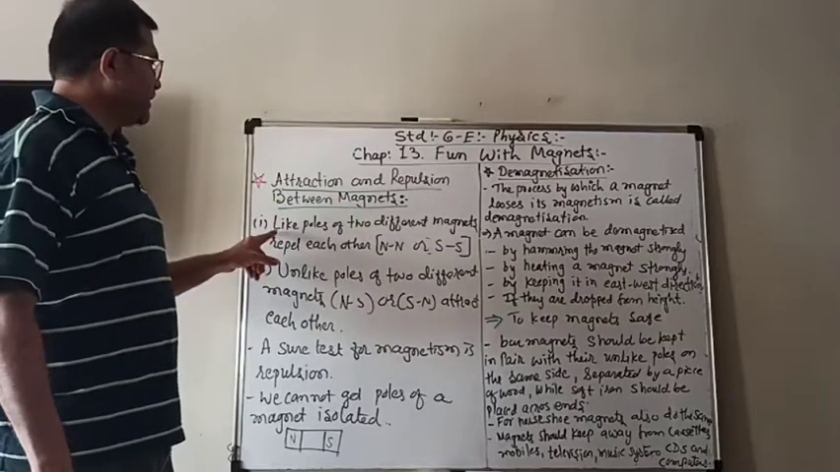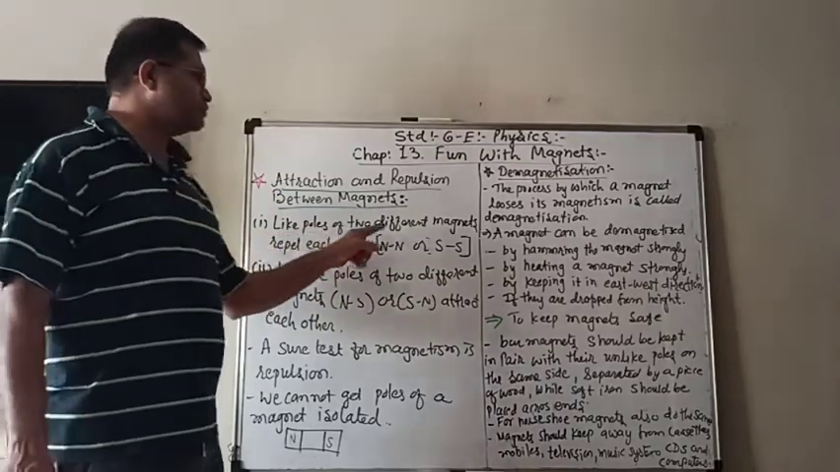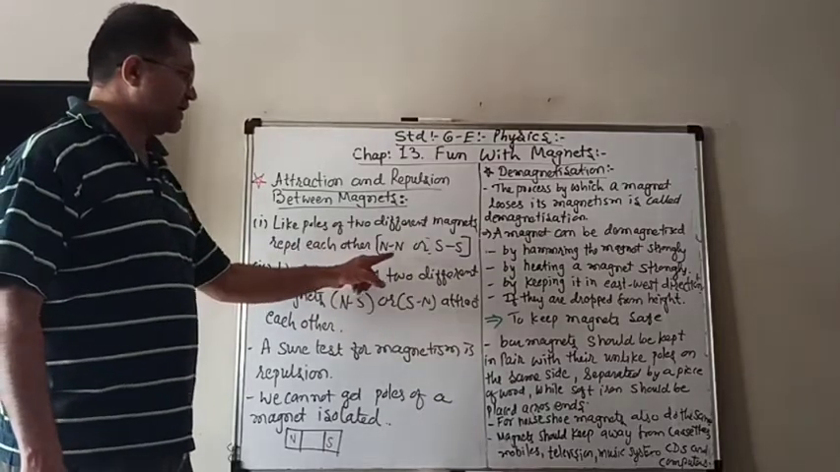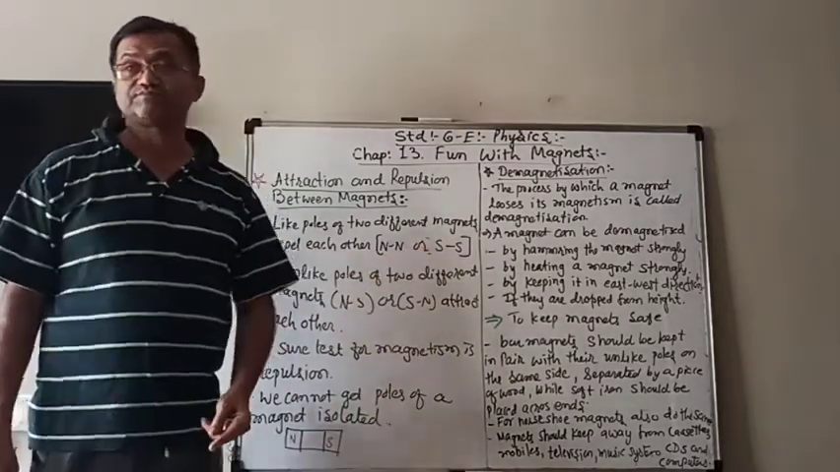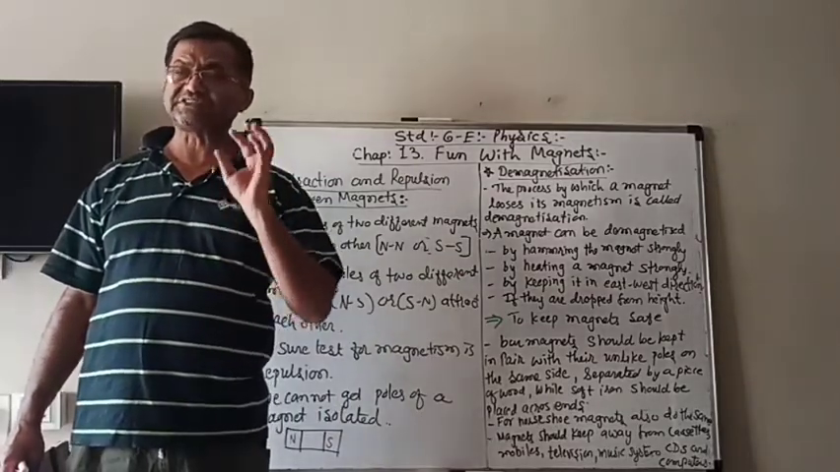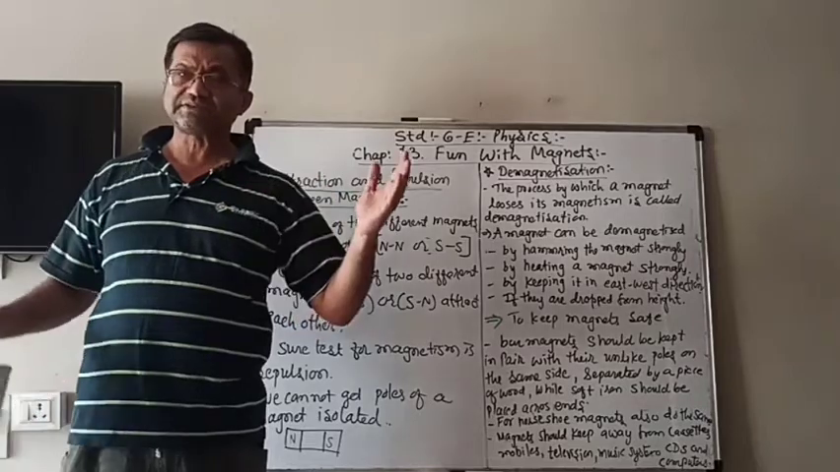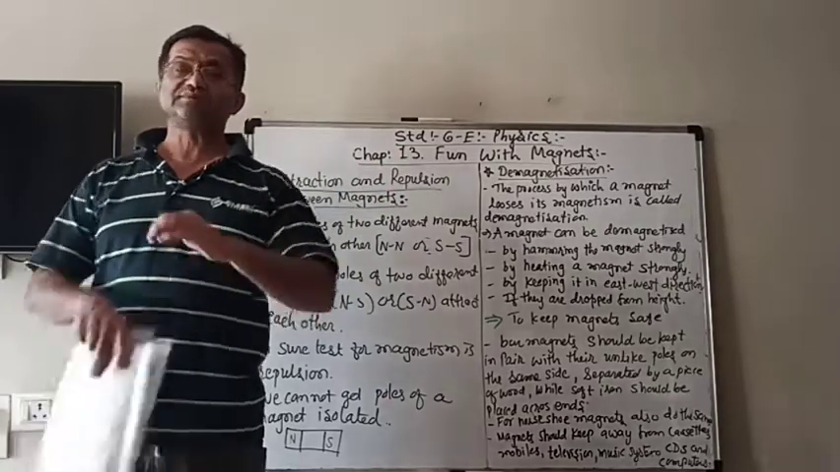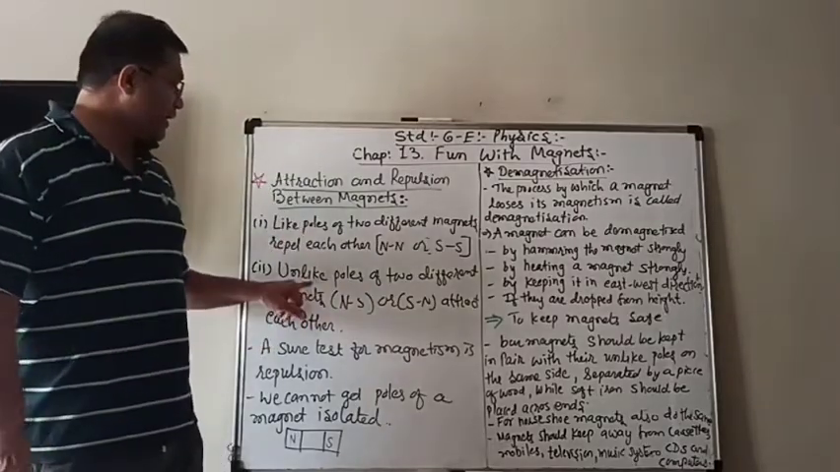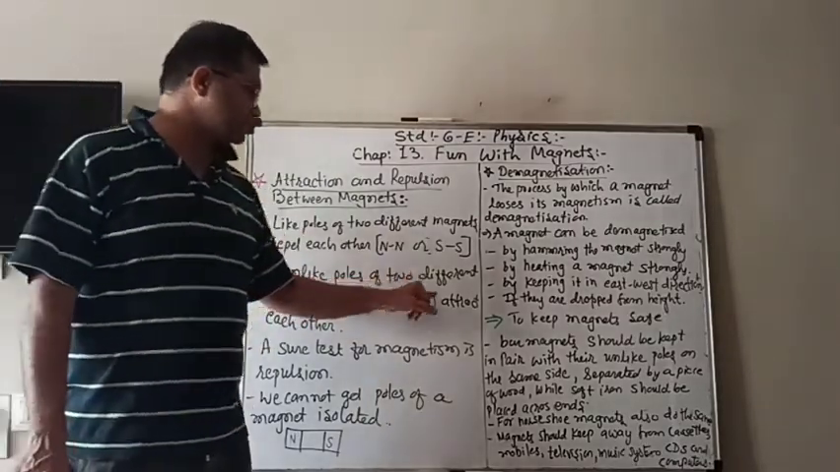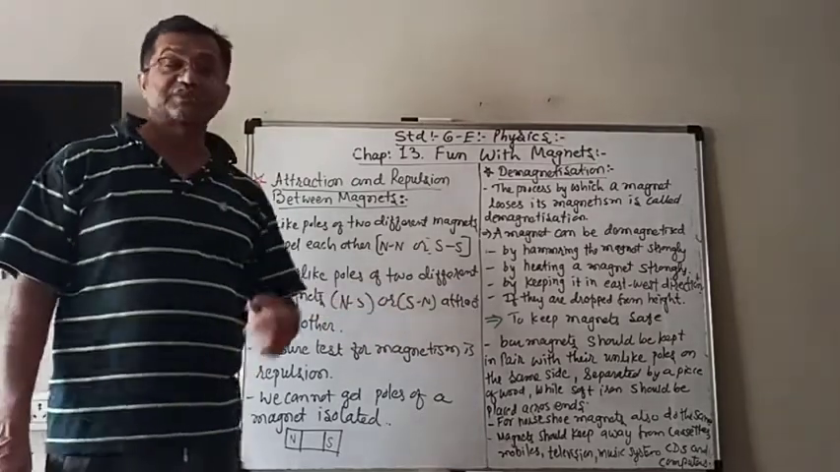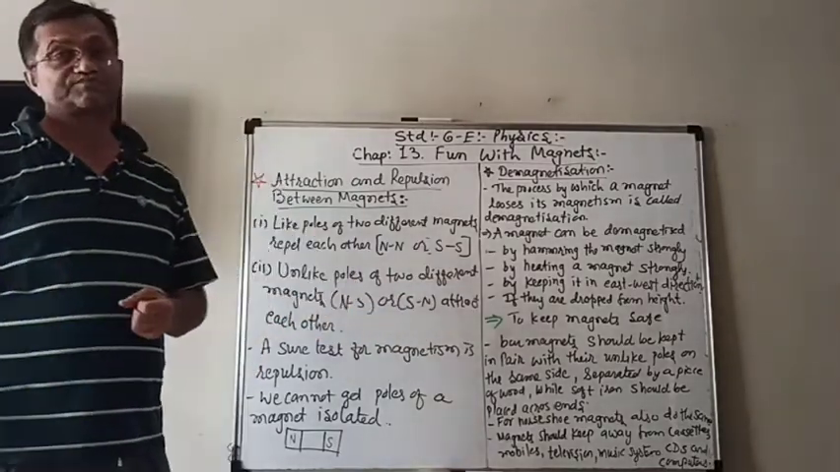So here I write down that like poles of two different magnets repel each other, means N-N or S-S. So north poles of both magnets or south poles of both magnets, if you bring them together, they will run away, they will repel. While unlike poles of two different magnets, means N-S or S-N, attract each other.